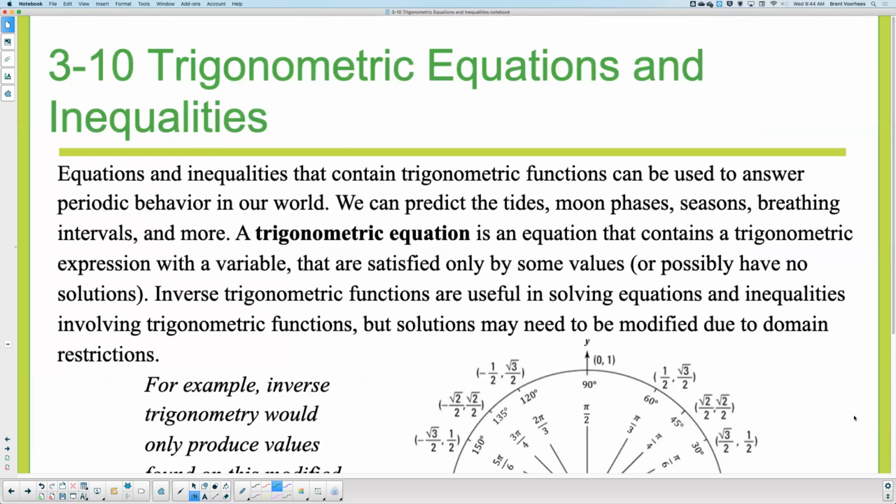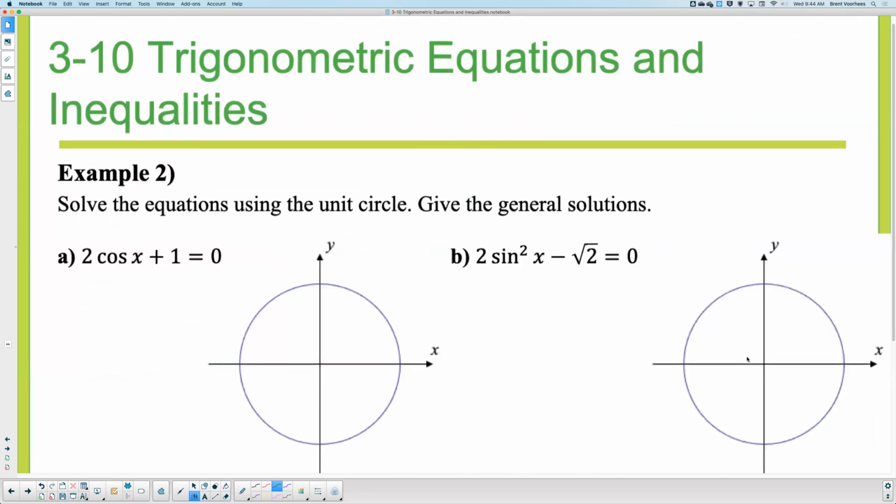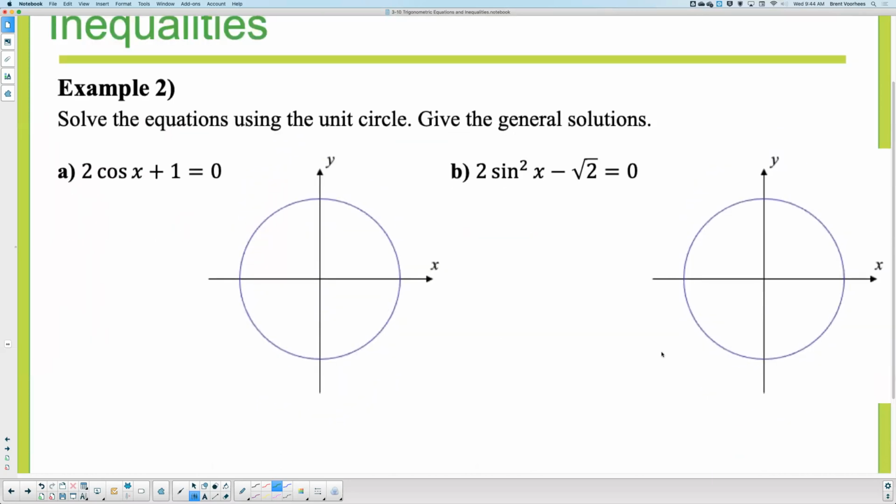Okay, let's move on. Whoops, did I go the wrong way? To example 2. Now we're going to solve using an algebraic approach. So graphing, you just graph the 2 sides of the equation and look where they intersect. Okay, now let's take an algebraic approach.